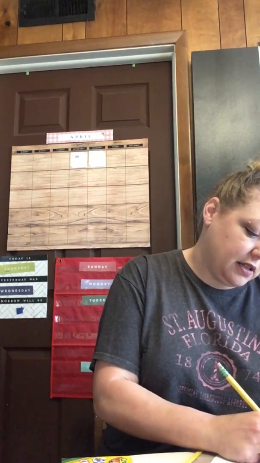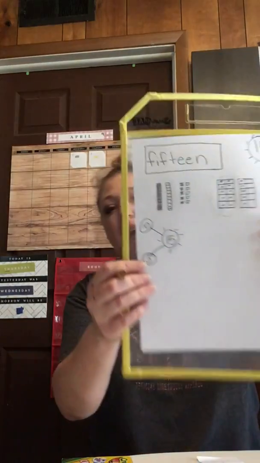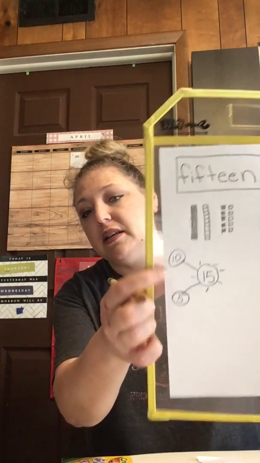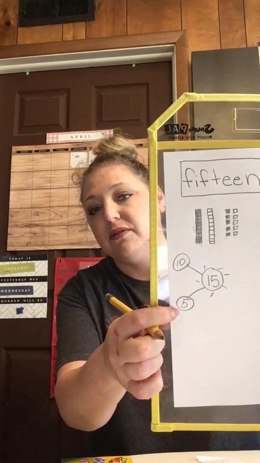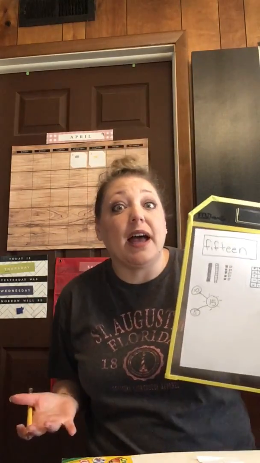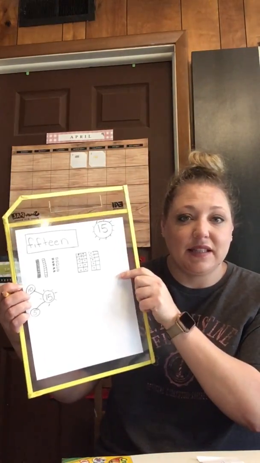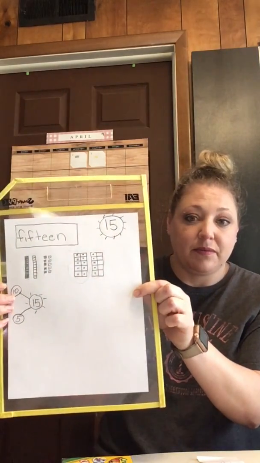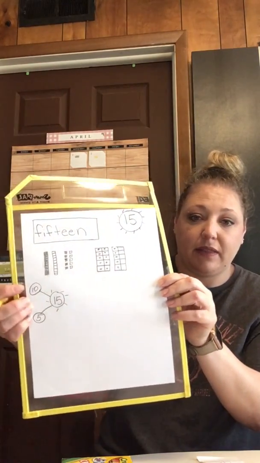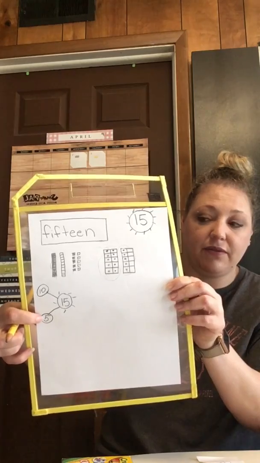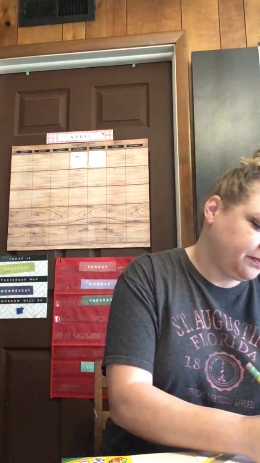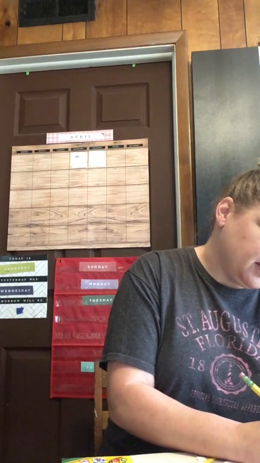10 and 5. 10 and 5. So 10 and 5 make 15. And those are the numbers that we're going to use over in our number sentences. Everybody got that written? 10 and 5? If you need more time, feel free to pause the video. Okay.